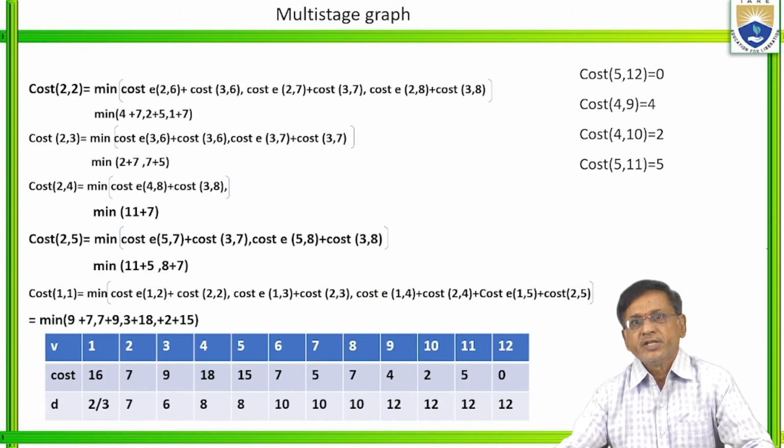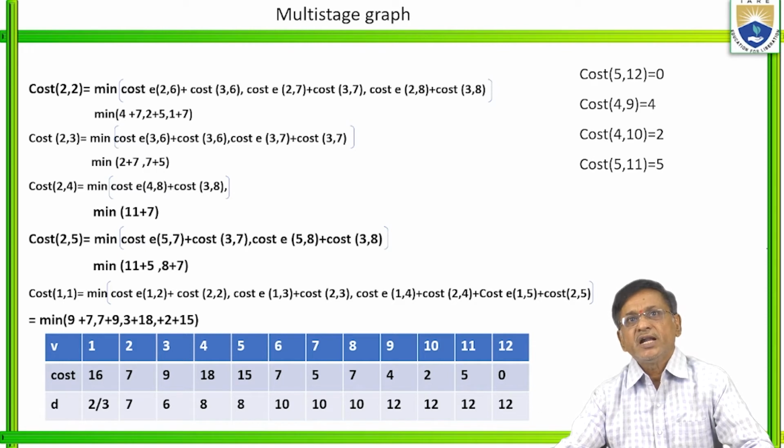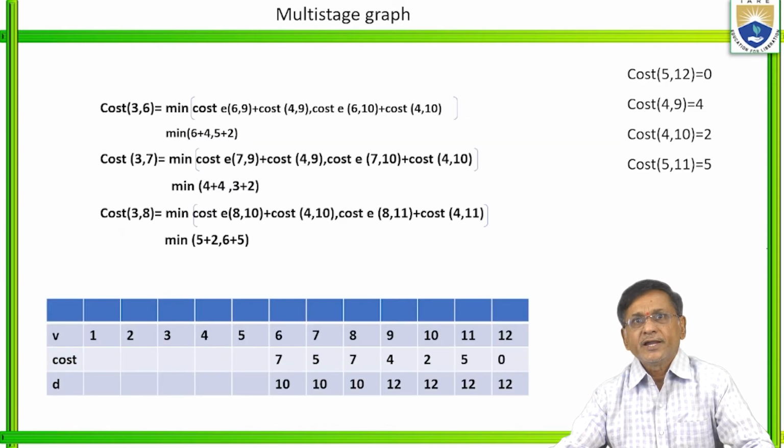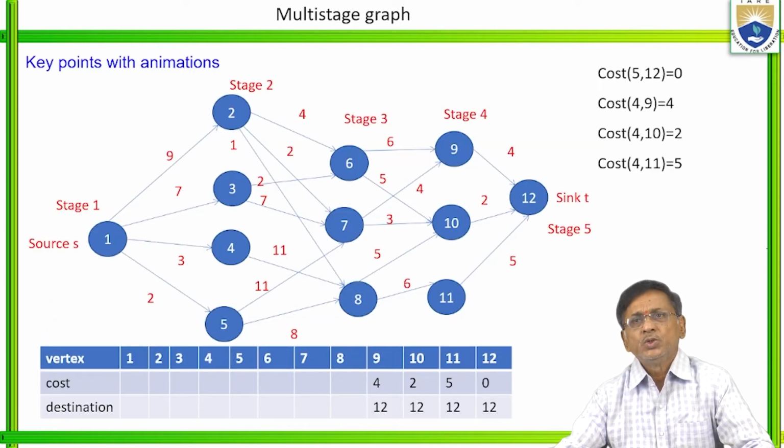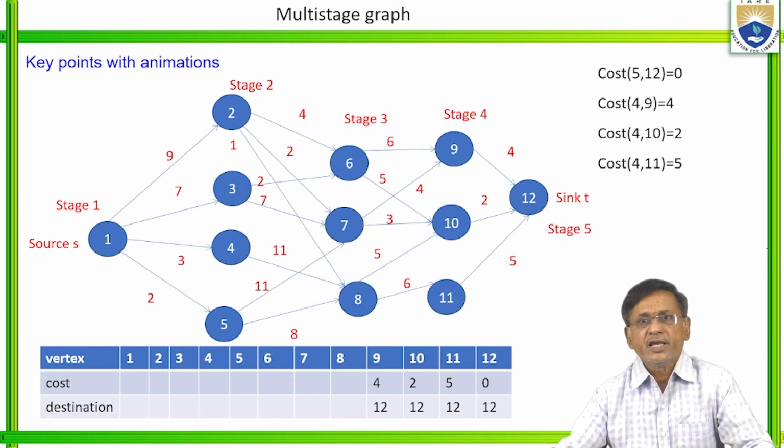Then coming to the stage 2. So again we have to find out the cost of stage 2 corresponding to the vertex 2, vertex 3 and vertex 4. Because now you can see the diagram. From stage 2 there are 3 paths. One is from 2 to 6, another is from 2 to 7, another is from 2 to 8. So there are 3 paths. By considering these 3 paths, we have to select the shortest path. We have to find out the shortest path.